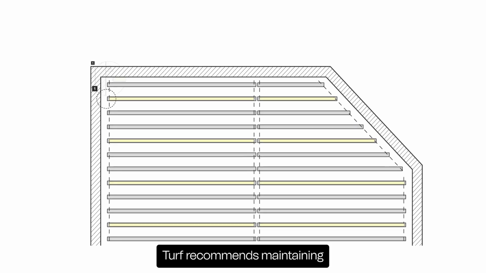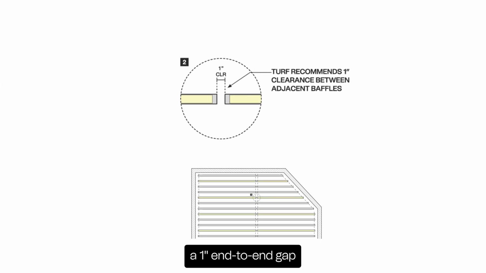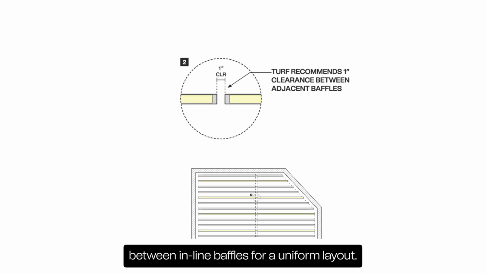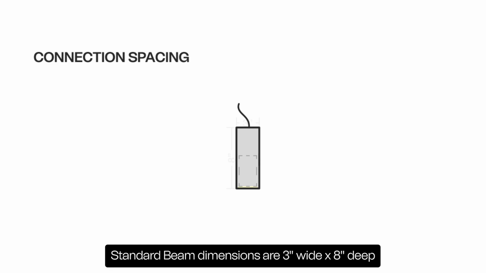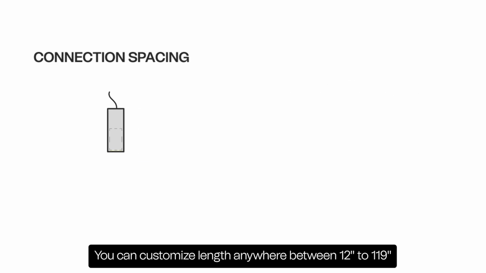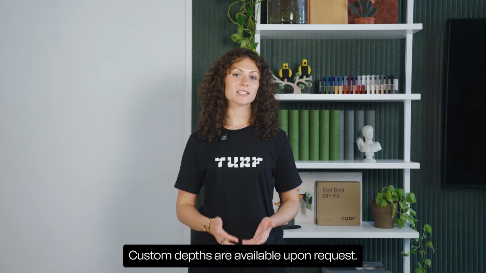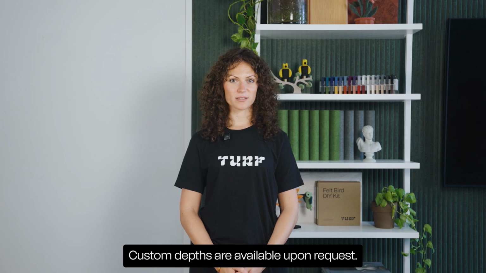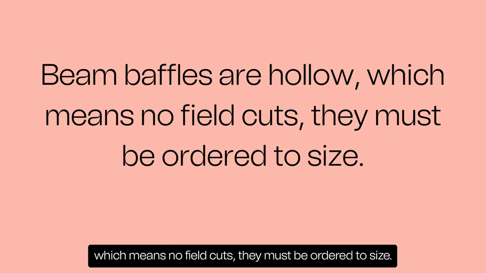Turf recommends maintaining a 4-inch clearance from wall to baffle edge, and a 1-inch end-to-end gap between inline baffles for a uniform layout. Next, choose your baffle size. Standard Beam dimensions are 3 inches wide by 8 inches deep. You can customize length anywhere between 12 inches to 119 inches. Need more dimension? Custom depths are available upon request. One important note, Beam baffles are hollow, which means no field cuts. They must be ordered to size.